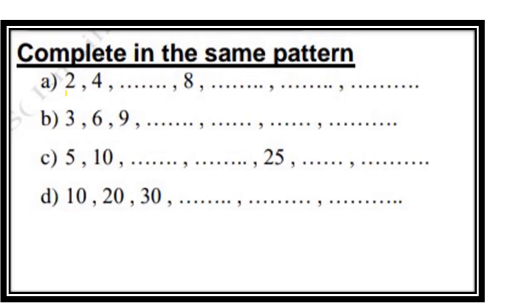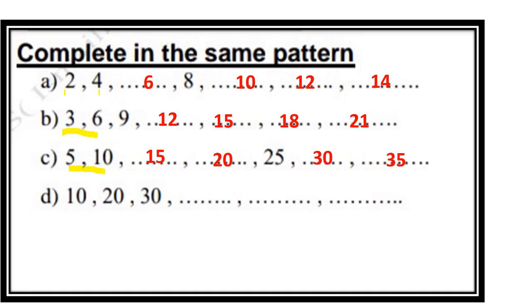Okay, let's see together. Here, 2, 4, 6, 8, 10, 12, 14. And here, it's count by 3. 3, 6, 9, 12, 15, 18, 21. Okay, here, count by 5. 5, 10, 15, 20, 25, 30, 35. Okay, here I count by 10. 10, 20, 30, 40, 50, 60.